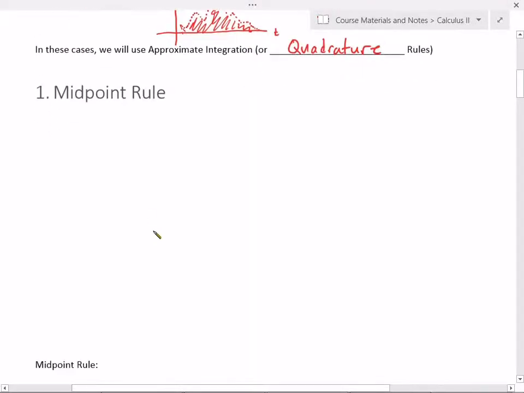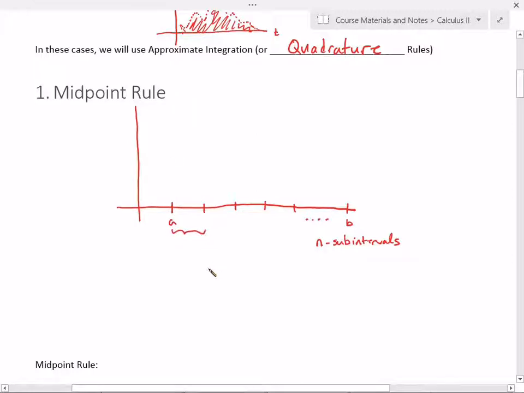So let's draw the picture of what I mean by the midpoint rule. I'm going to draw an axis. Let's say we start here at A and we're going all the way to B. What I'm going to do is divide this up into n equally spaced subintervals. Which means that this distance right there, which I call delta x, would be b minus a divided by n.